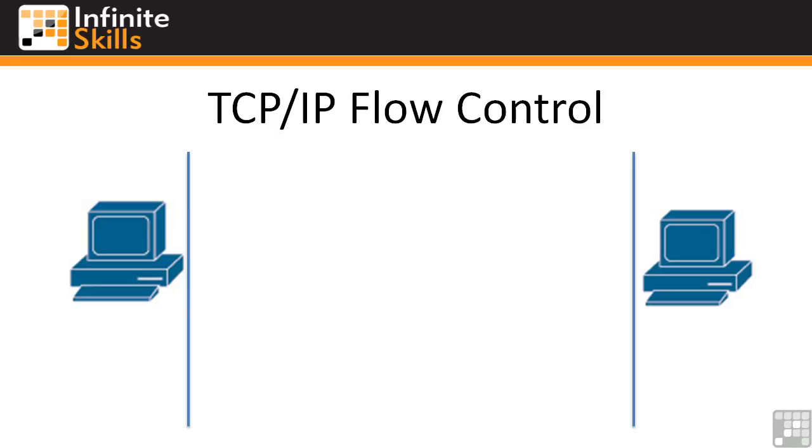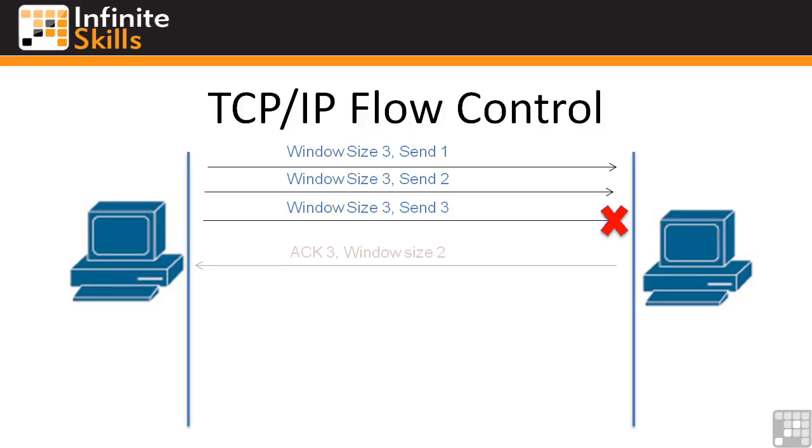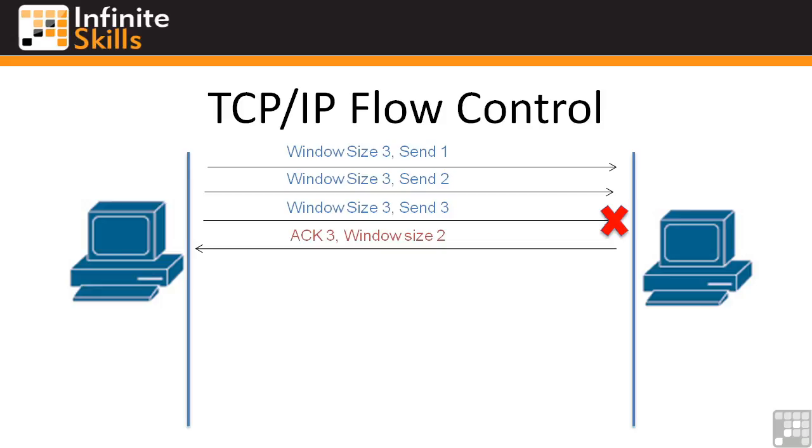And so the sending workstation sends the first packet, says window size 3, I'm sending 1. Window size 3, I'm sending 2. Window size 3, I'm sending 3. But for whatever reason, network congestion or the receiving machine was too busy or whatever, packet 3 is lost. It just never makes it to the remote end. And so the receiving end says, okay, I'm acknowledging number 3 and my window size is 2. Basically saying that I expect your next packet to be number 3.